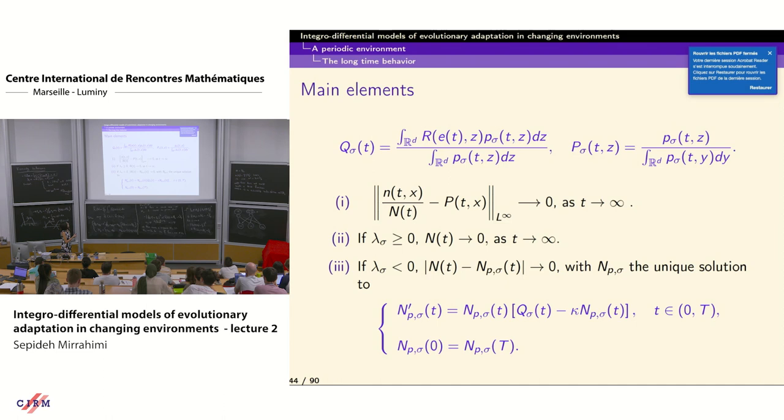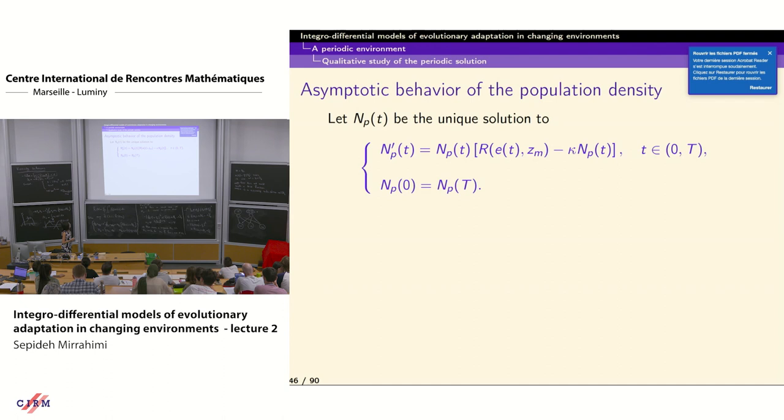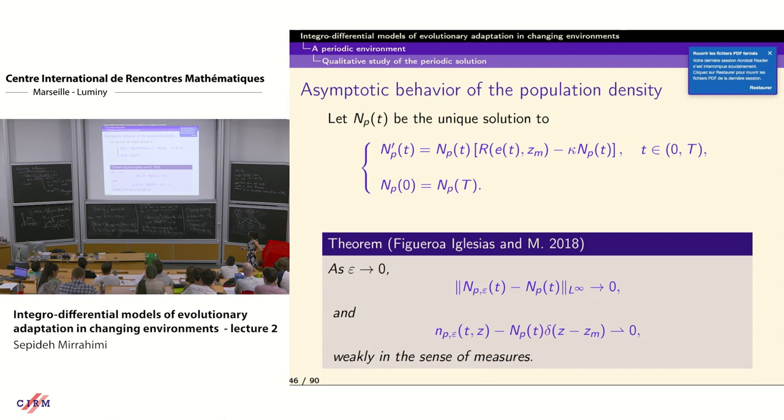And this Q sigma was given by this. So first of all, we can pass to the limit in this equation. And it will give us an equation on capital N, which will solve this logistic equation. And so if we define capital NP to be the unique solution to this, then we can prove that NP epsilon indeed converges to this function. And little NP epsilon, which is the population density, would converge to a Dirac mass at the point Zm. And I recall that the point Zm is the maximum point of R bar. Okay? So it's the maximum point of R bar.